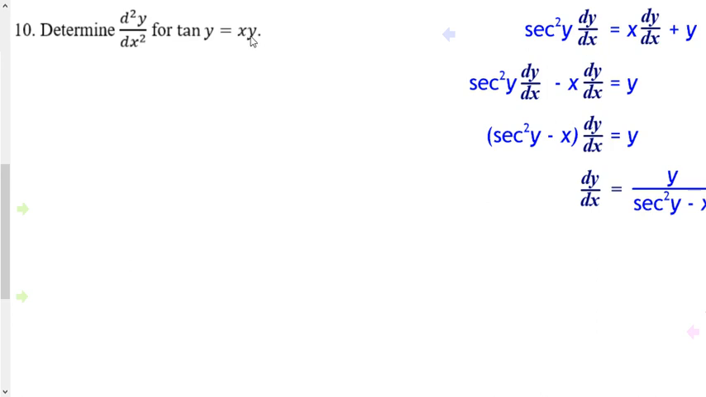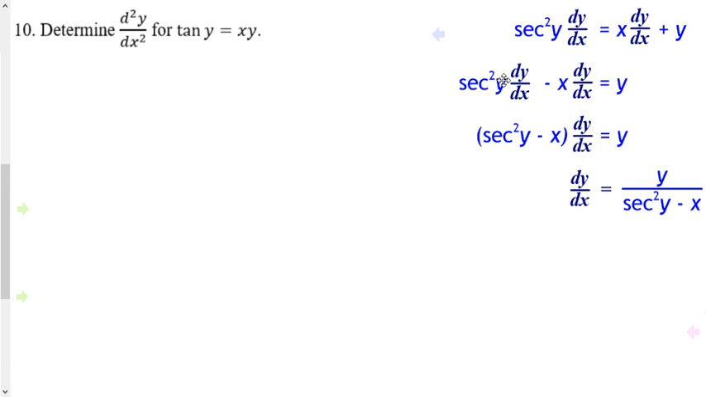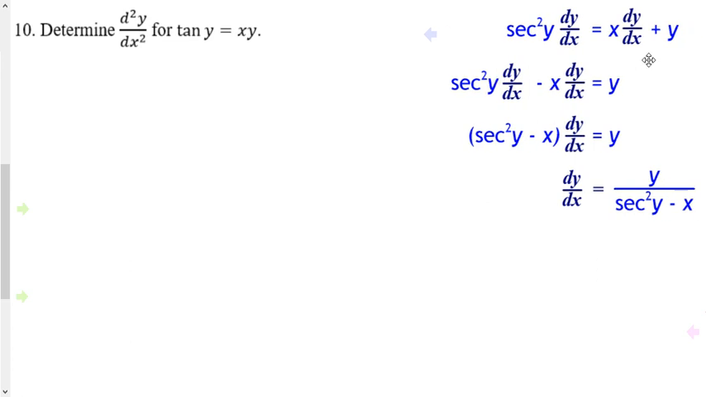So we have first function is x times the derivative of y with respect to x, plus the y times the derivative of x, which is just 1. Then collect the dy/dx's to one side of the equation, factor it out, divide the bracket over to the other side, and there is my first derivative.